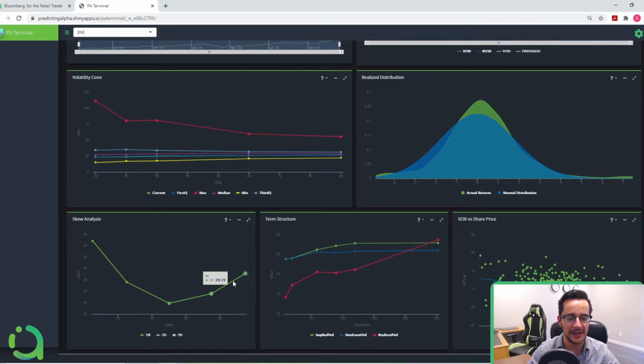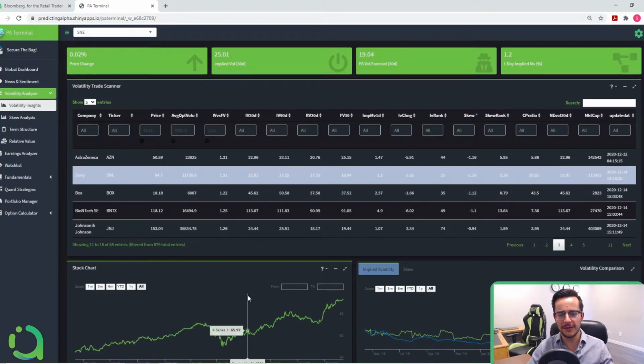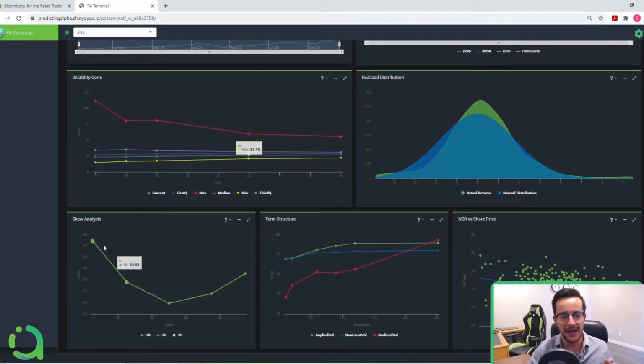This is a graph that basically plots the out of the money puts, the out of the money calls, and the at the money options. I can see that the at the money options are implying about 24% volatility, whereas the out of the money calls are implying almost 28% volatility. And this is something that I can take advantage of. So off the bat, I can see that Sony has expensive options and call skew.